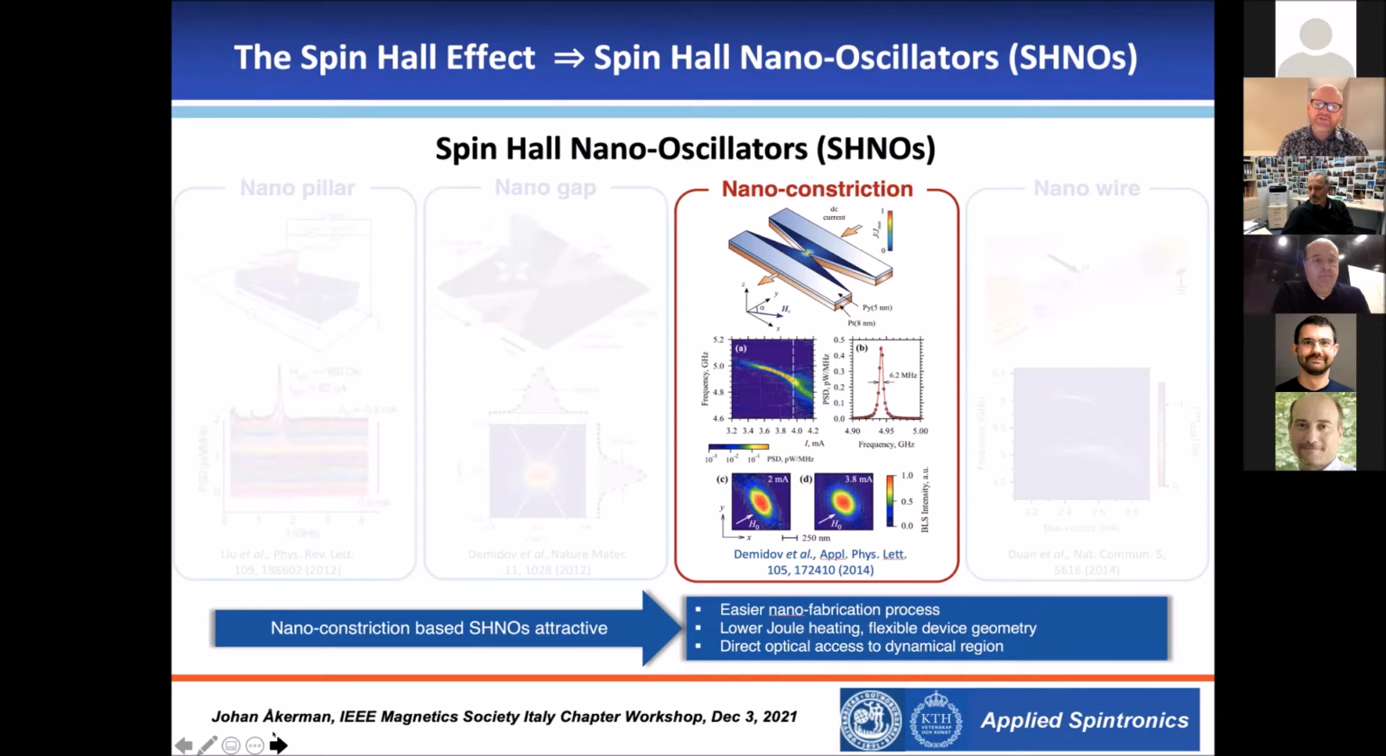And then more interestingly, you have direct access to the dynamical region from the top. That gives you optical access, but it also gives you the possibility of putting down gates on that region. Both of these things we use to both learn and to control the spin-Hall nano-oscillator.